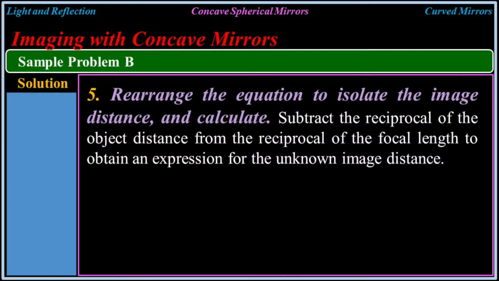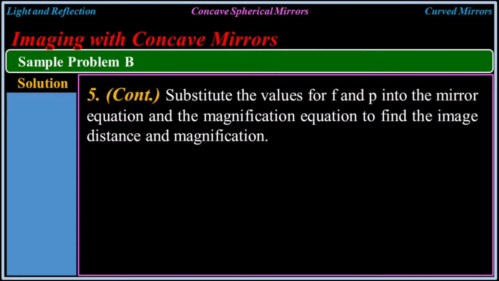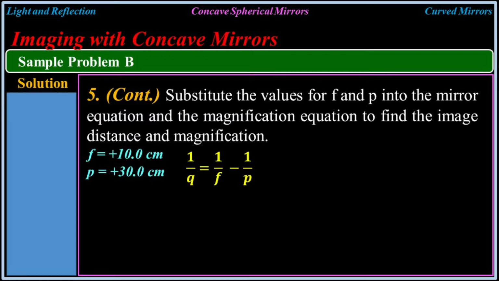As they say, when the plot is about to thicken, the plot is about to thicken. So here we have the rearranged mirror equation calculating Q. Substitute the values for F and P into the mirror equation and the magnification equation to find the image distance and magnification. So now we want to list the givens. And there's the givens as listed before.